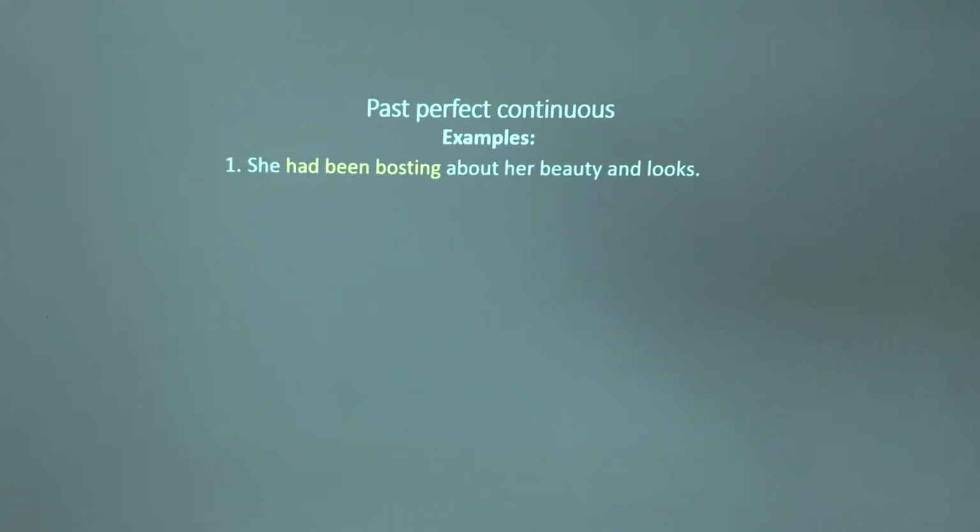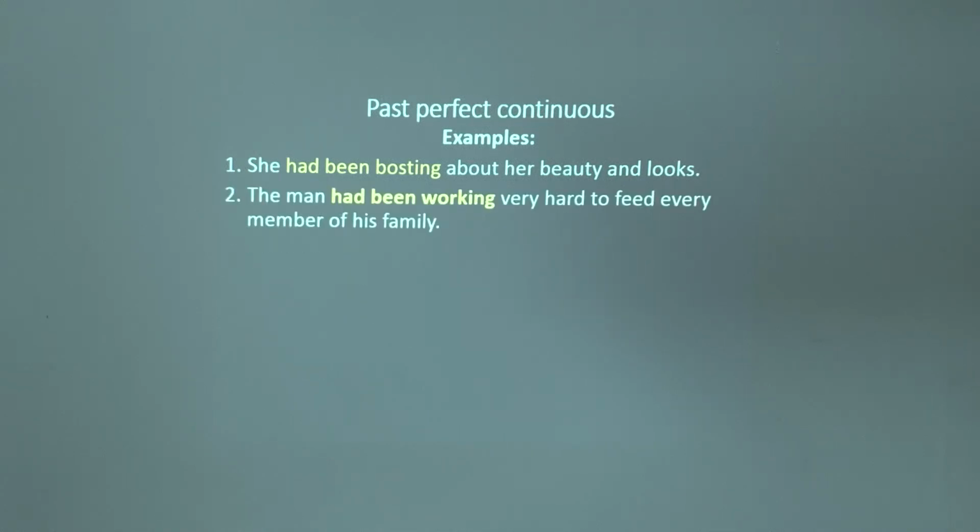We have: she had been boasting about her beauty and looks. So here we have past perfect continuous. The man had been working very hard to feed every member of his family. So we have here the colored ink, past perfect continuous.